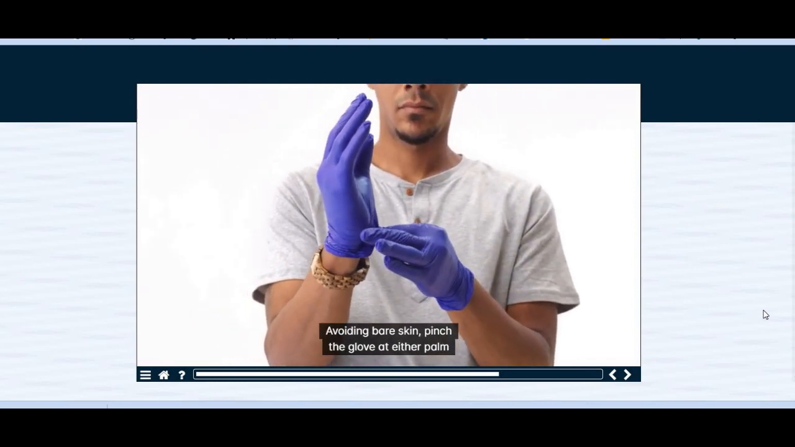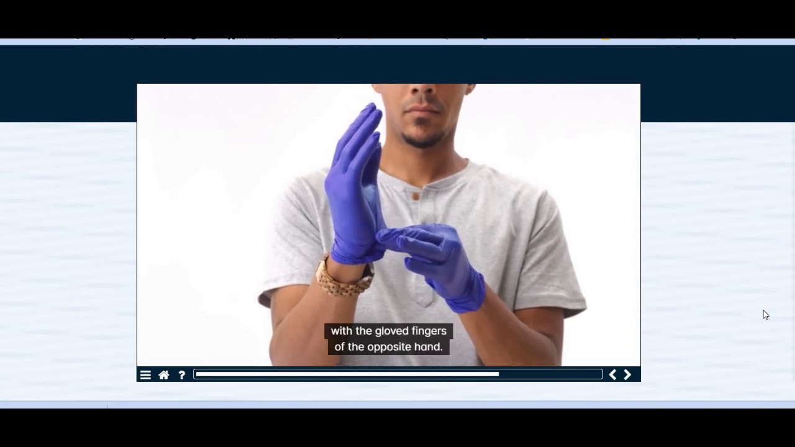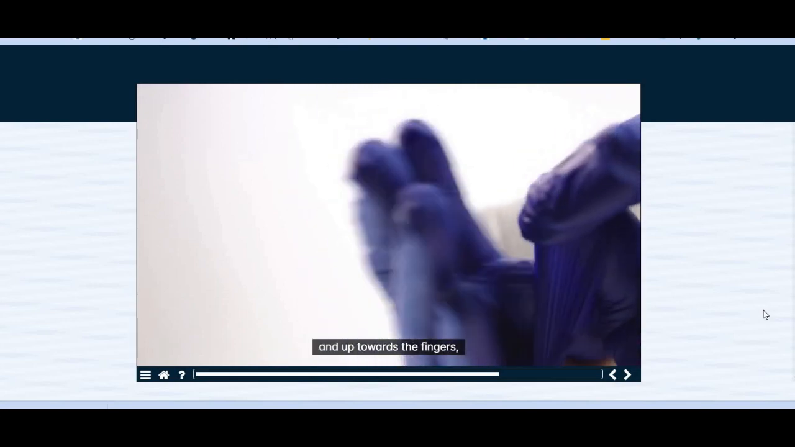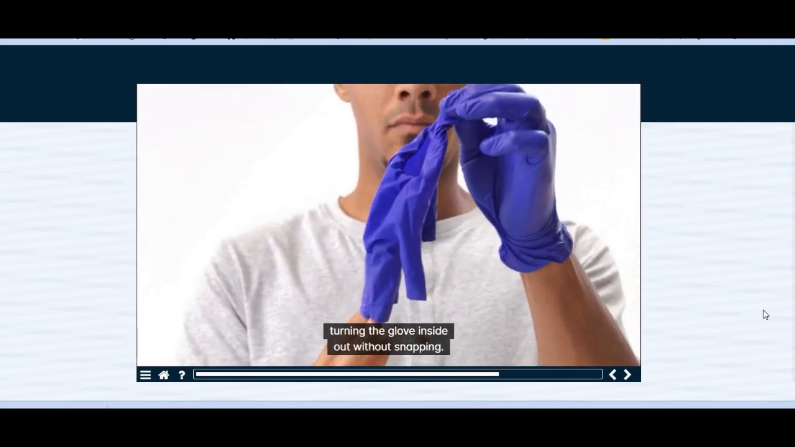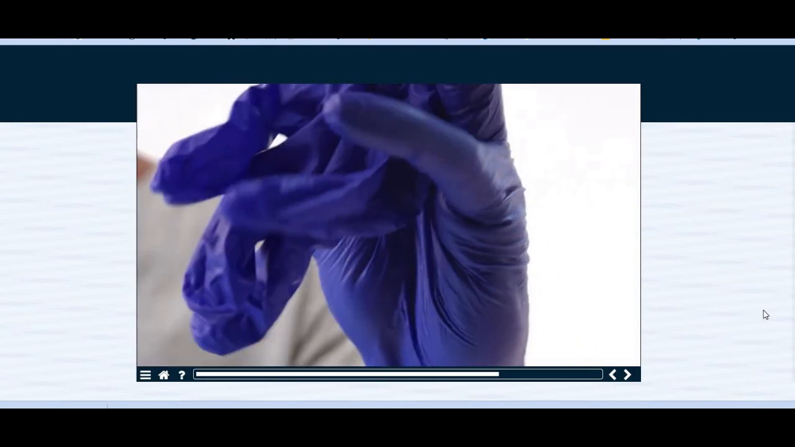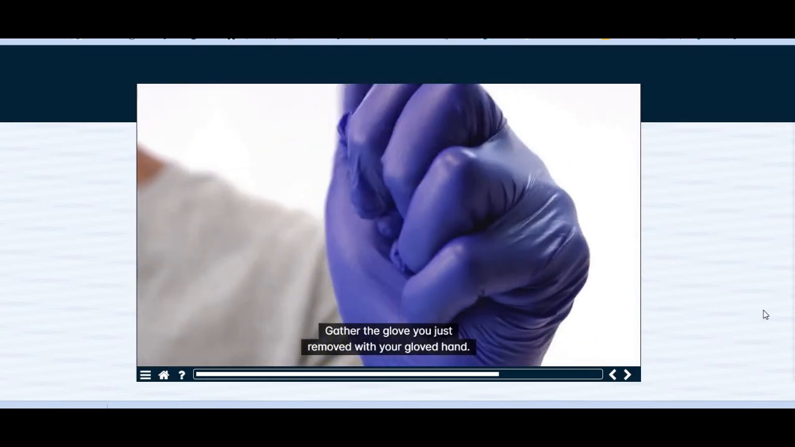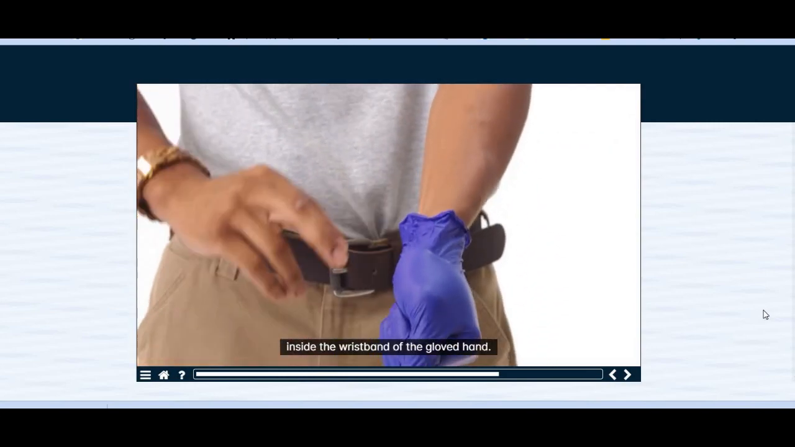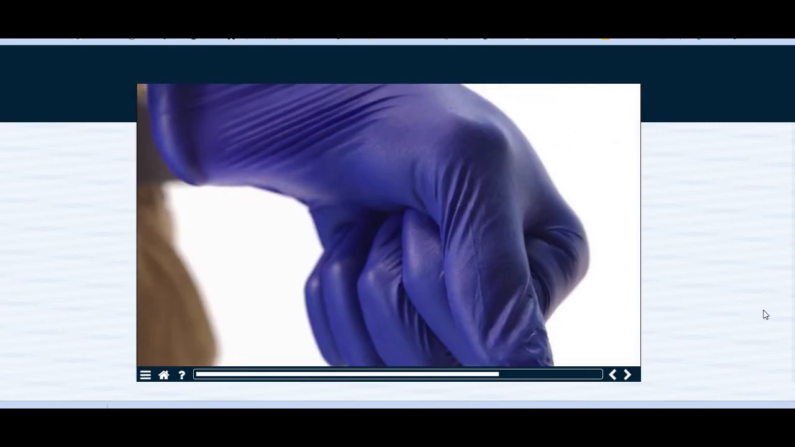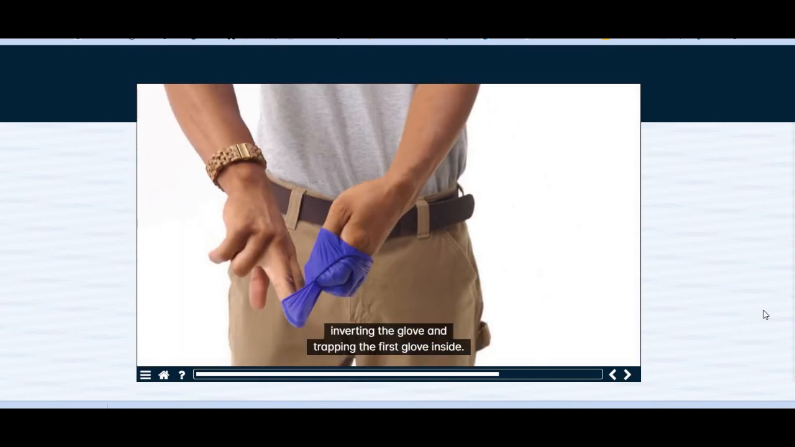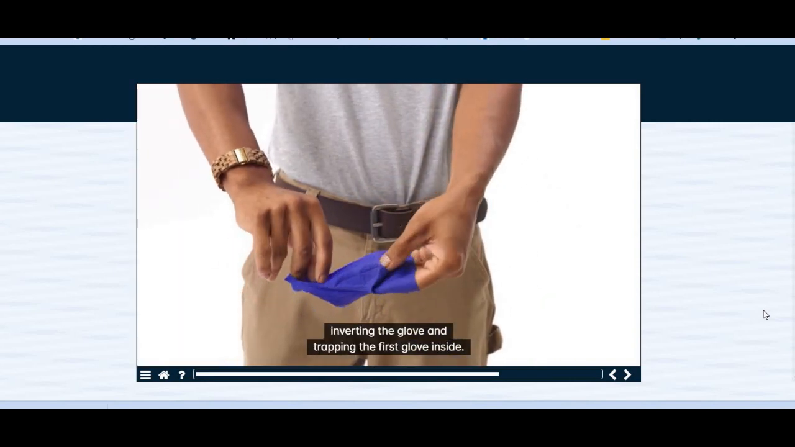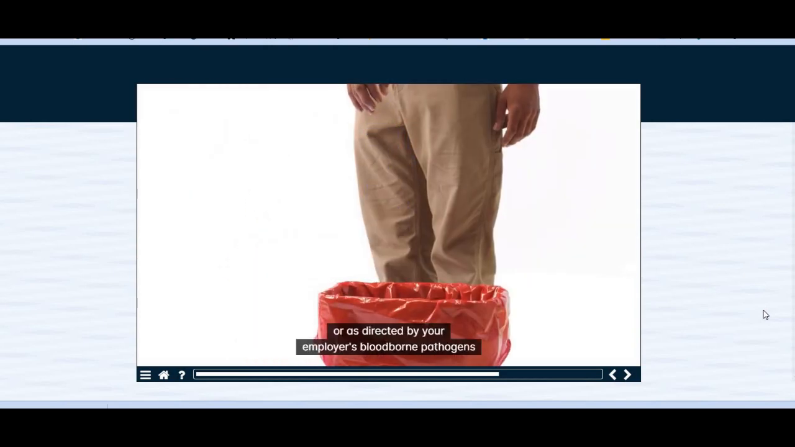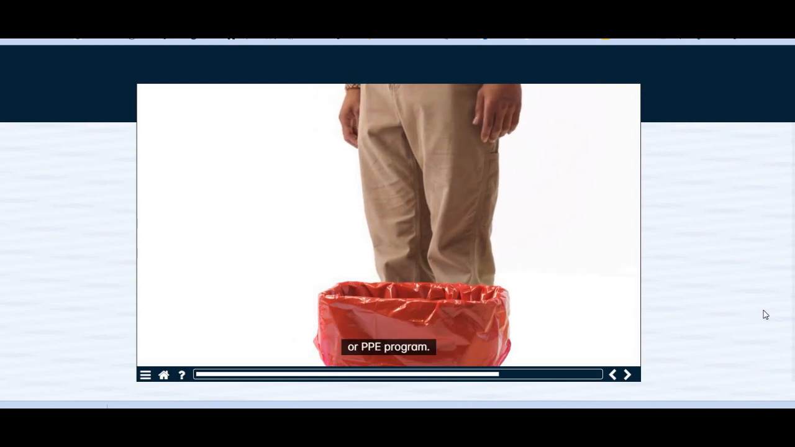Avoiding bare skin, pinch the glove at either palm with the gloved fingers of the opposite hand. Gently pull the glove away from the palm and up towards the fingers, turning the glove inside out without snapping. Gather the glove you just removed with your gloved hand. Carefully slide your bare index finger inside the wristband of the gloved hand. Gently pull outwards and down, inverting the glove and trapping the first glove inside. Place contaminated gloves in a biohazard waste bag or as directed by your employer's bloodborne pathogens or PPE program.